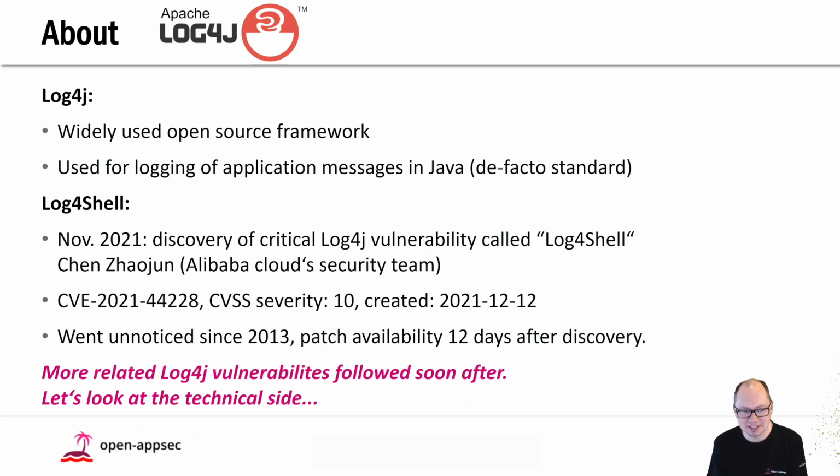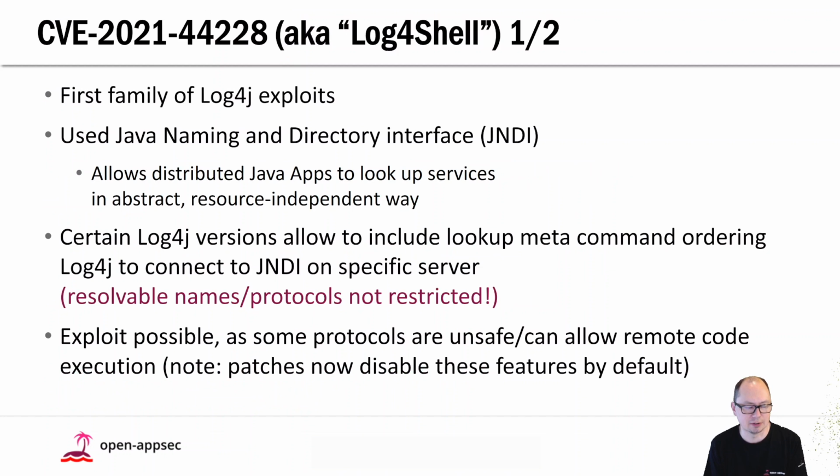So it took many, many years, and only then, at the end of 2021, someone found it, and a patch for the Log4j framework was available 12 days after the discovery, adding up to the vulnerability window. But in comparison to the long time this existed, this was only extending it slightly. But that wasn't it, because more related Log4j vulnerabilities followed very soon after. So let's dive into this a bit more and also check the technical side of this.